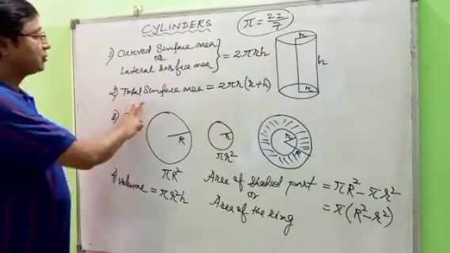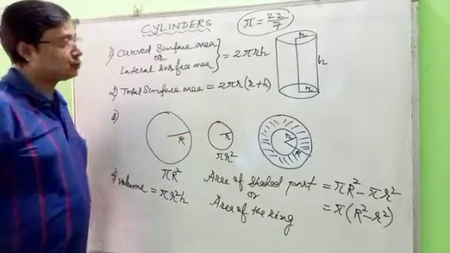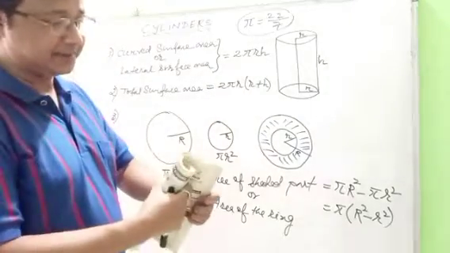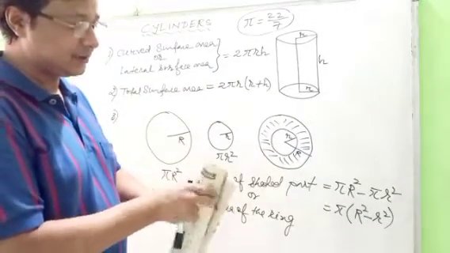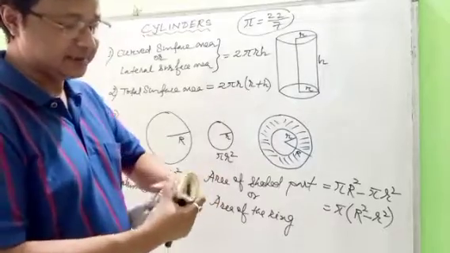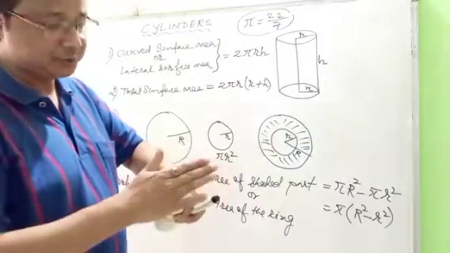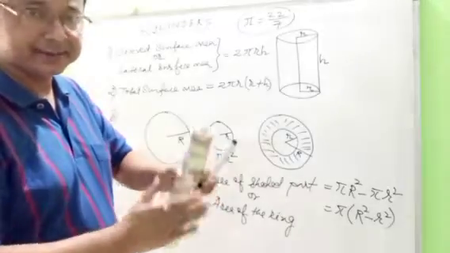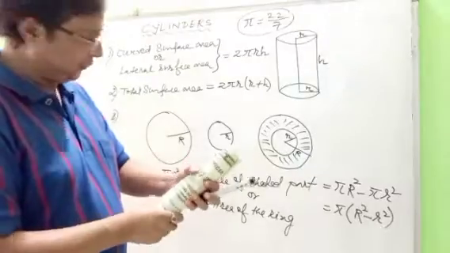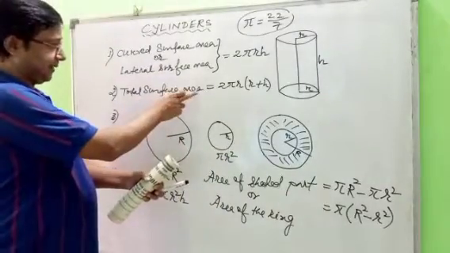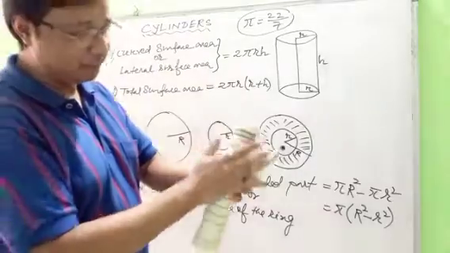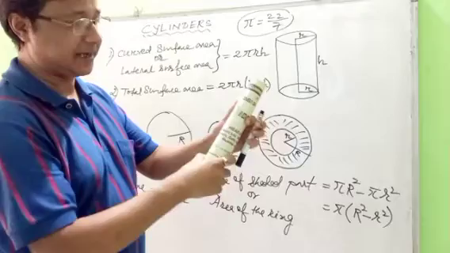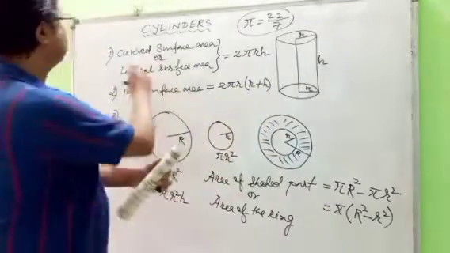Next one is the total surface area. Total means, supposing this is a solid, you just assume that this cylinder is a solid one. It is not hollow, there is a surface on this, and it is solid inside. Total surface area means the complete surface. You have the curved surface area.